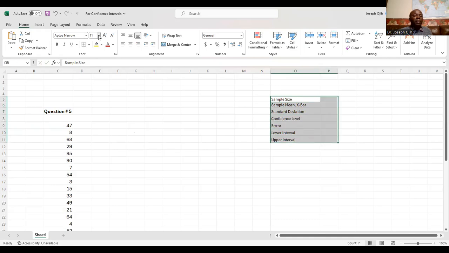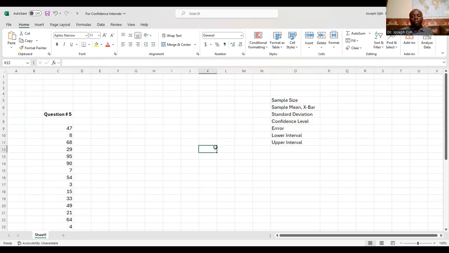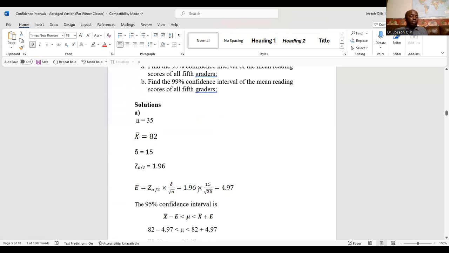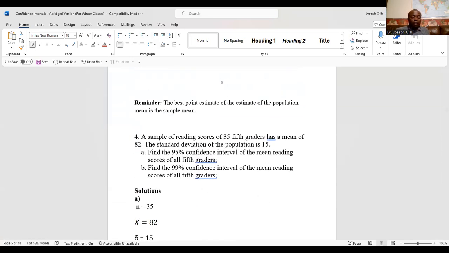Okay. Make it 14. Now the sample size for this one is 35. Sample mean x-bar is 82. Population standard deviation is 15. Confidence level. For this one, the confidence level is 95. Okay, say 95, which means that the confidence level for this one will be 95.